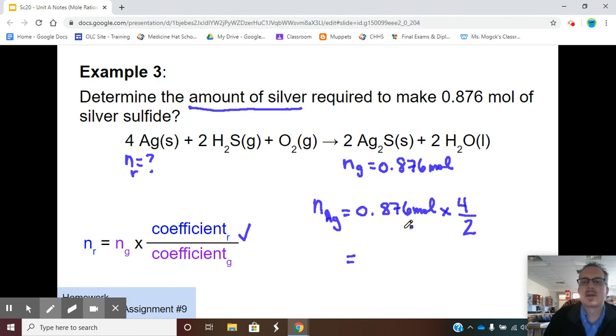Keep things lined up. So we're going to use our calculator and type in 0.876 times 4, enter, divided by 2, enter. And my answer is, to 2 decimal places, 1.75 moles. Formula 1 mark, substitution 1 mark with units. Answer 1 mark with units and in 2 decimal places. This question would also be out of 3.